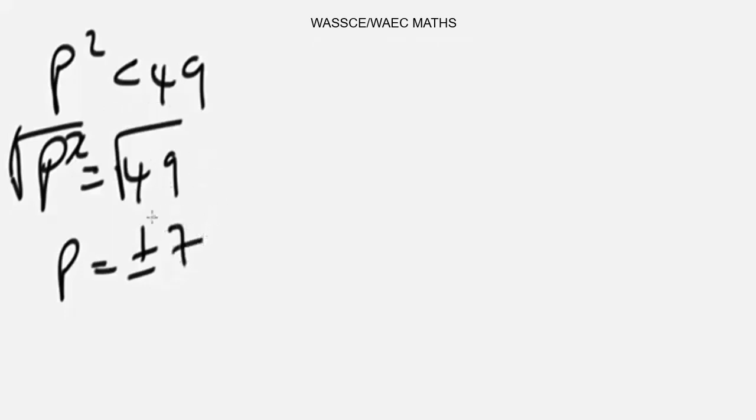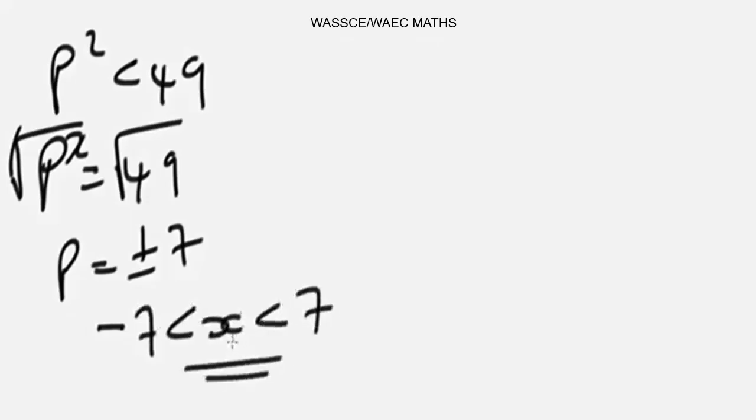So to present it using the inequality convention, we will have the less than sign. So we're going to proceed from a negative value to a positive value. So that gives us minus 7 is less than b is less than 7. Okay, so we proceed from a negative value to a positive value. Okay, so it's as simple as that.